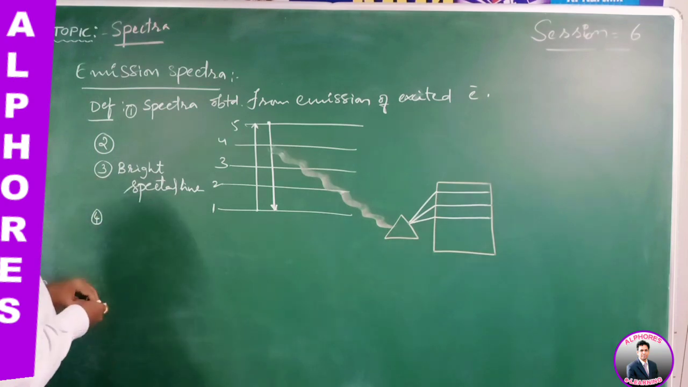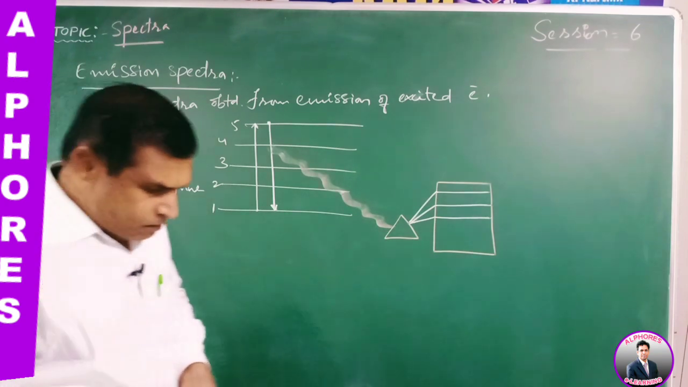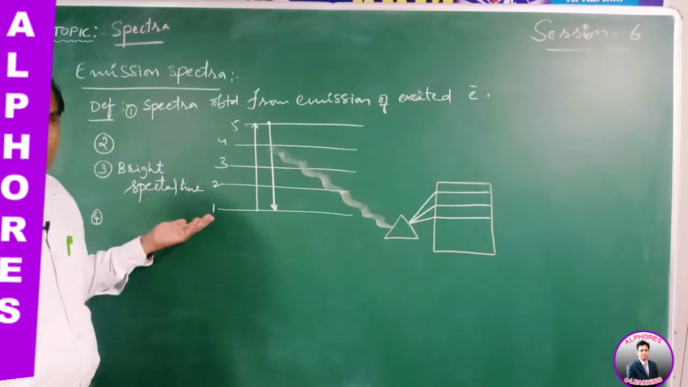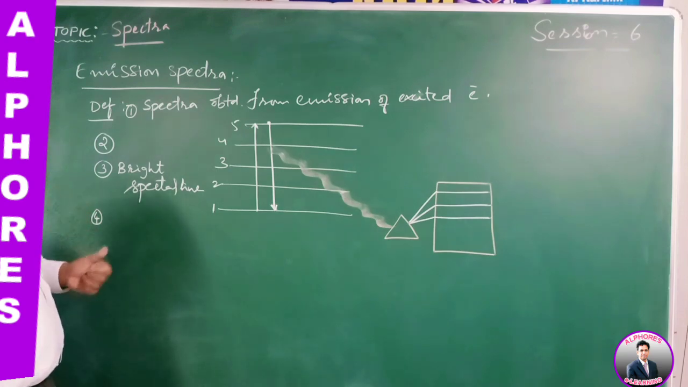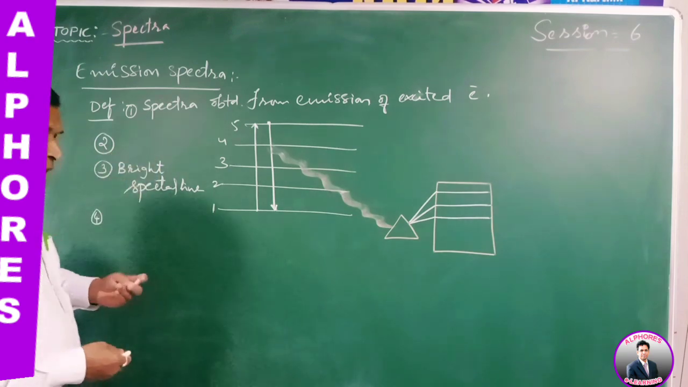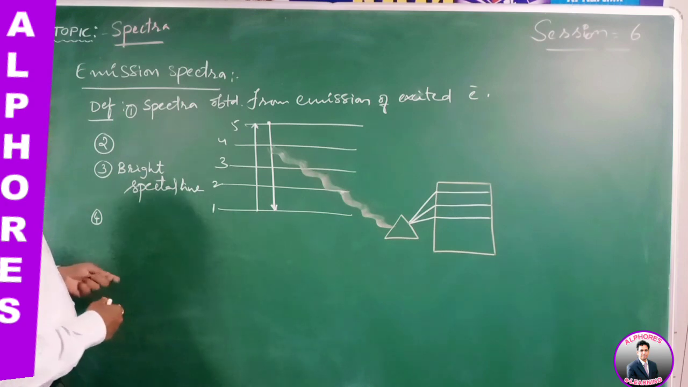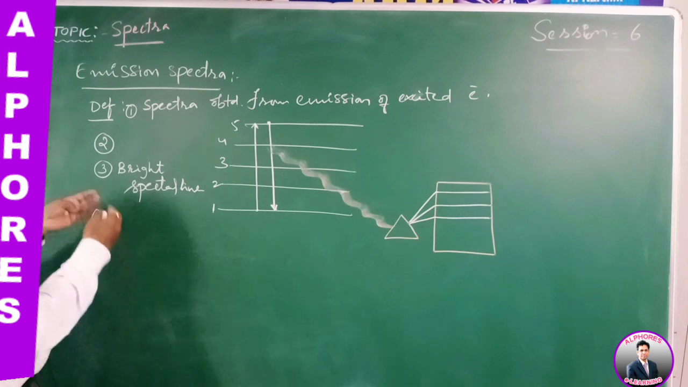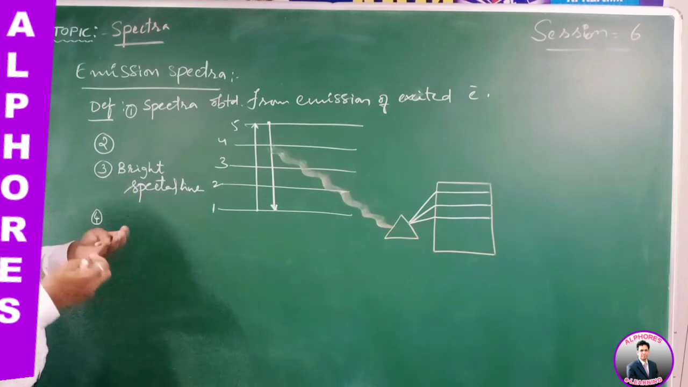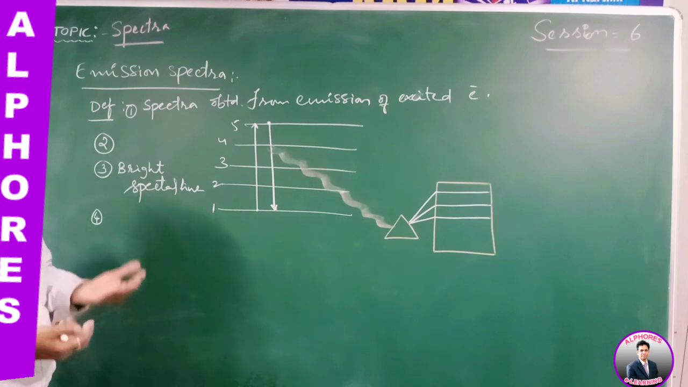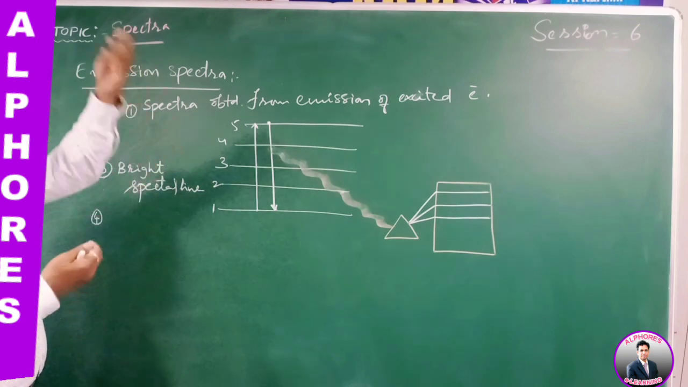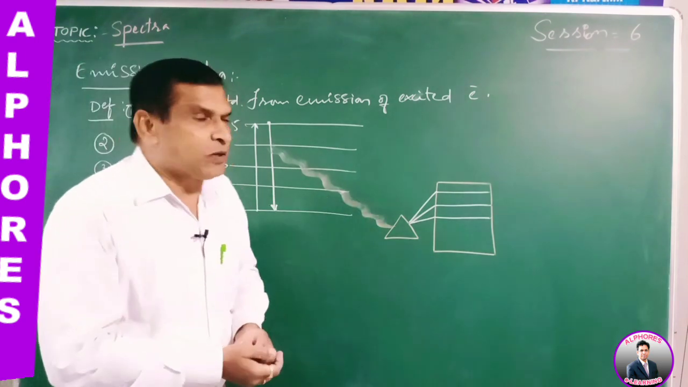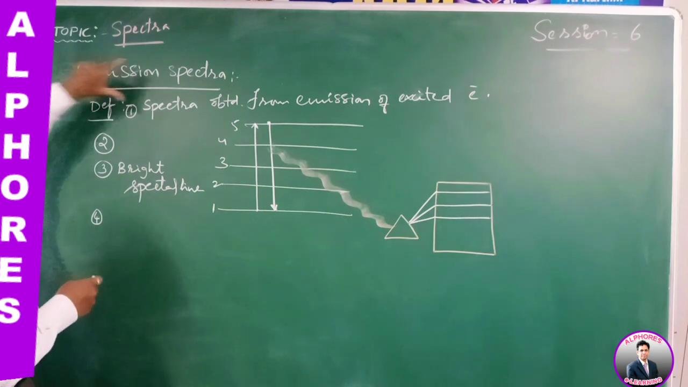Third point: in emission spectra, bright spectral lines are recorded on a dark photographic plate. And the fourth point: emission spectra are obtained from hot atomized elements. Atomized means they must be in the gaseous state, and by absorbing a huge amount of energy the electrons get excited. Then during the de-excitation process, the emitted radiation gives this emission spectrum. That's fine. So this is about emission spectra.